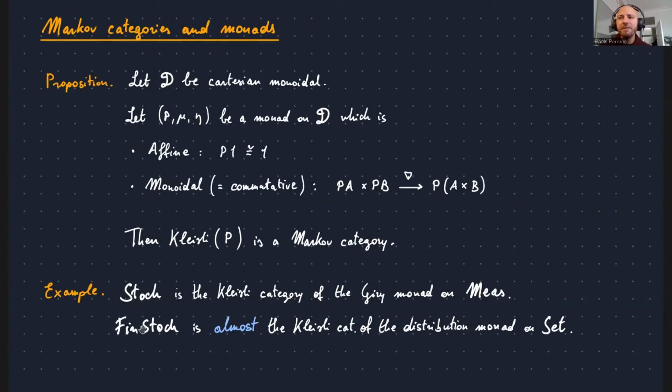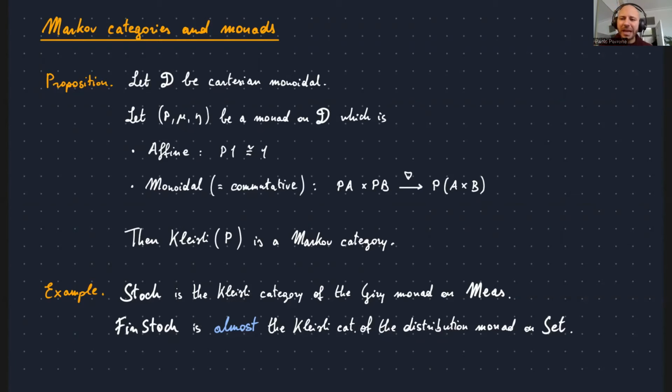FinStoch is almost the Kleisli category of the distribution monad on Set, the one of discrete probability. Not quite though, because you see FinStoch has finite sets as objects. So there's no probability monad on FinSet, right? Because if you take a finite set and look at the probability measures on it, they are not a finite set. So you have to take that into account.